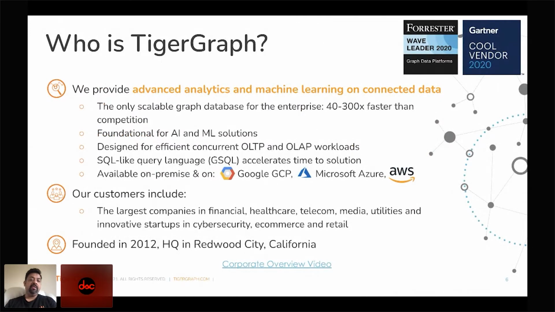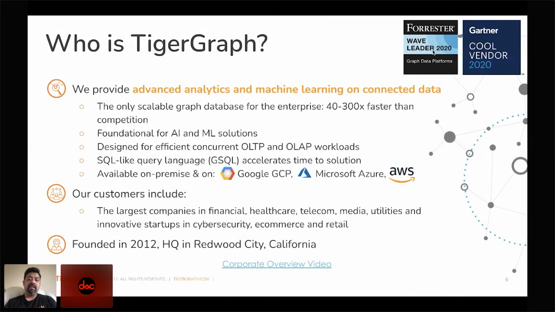With that introduction, then, who is TigerGraph? We are a graph database, but first and foremost, we provide advanced analytics and machine learning on connected data. Remember, I talked about graph being connected data. So that graph database is the core part, and then we provide advanced analytics and machine learning, and I'll provide you several examples of that today.